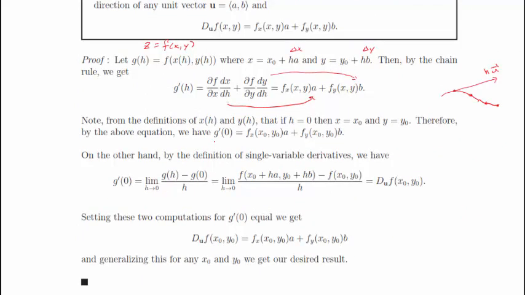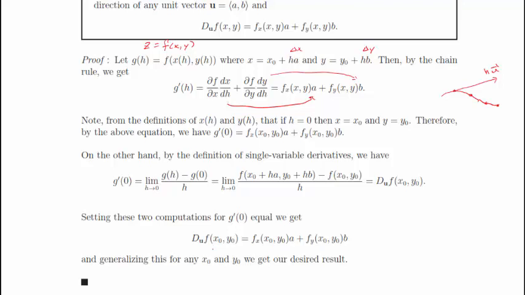We've now found that g prime of 0 equals f sub x of x naught comma y naught times a plus f sub y of x naught comma y naught times b, and it also equals my directional derivative. So my directional derivative in the direction of u of f of x naught comma y naught equals f sub x of x naught comma y naught times a plus f sub y of x naught comma y naught times b.